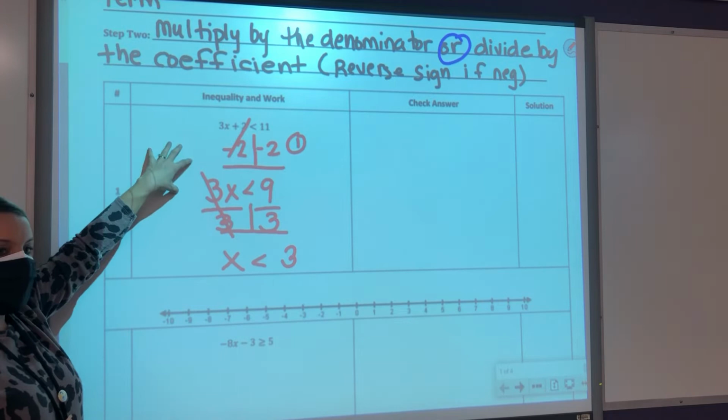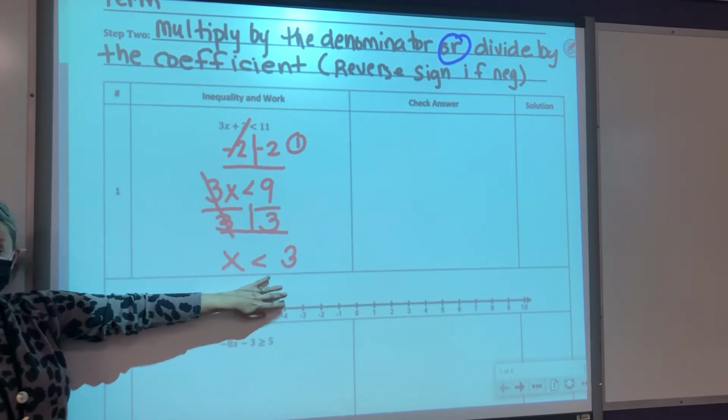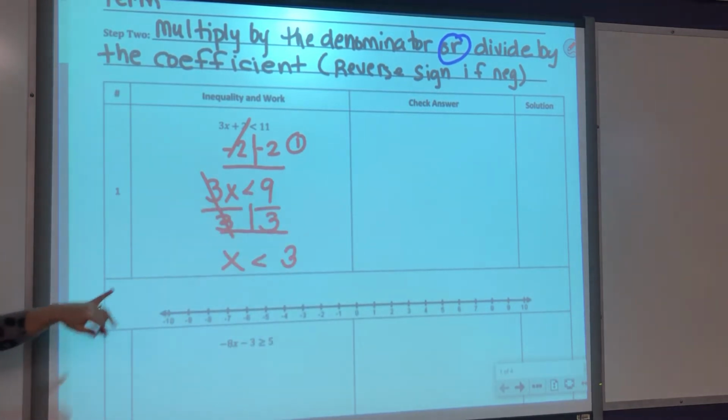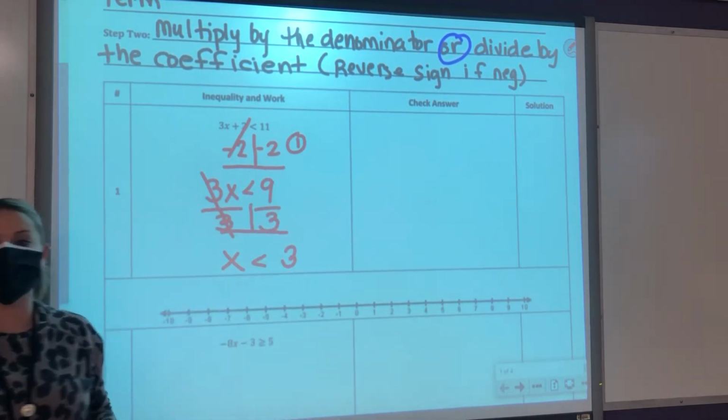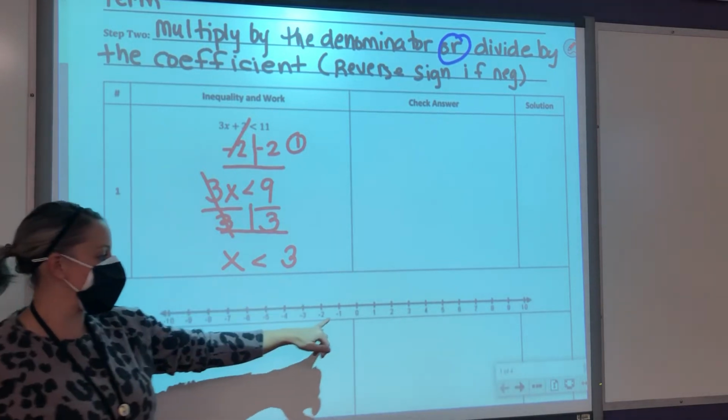We have to solve, we have to graph, and we have to check it out. So let's graph it. x is less than 3. Where does our graph start? On 3. An open circle on 3. So our graph starts at 3.